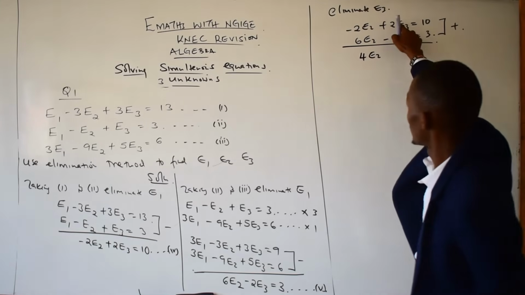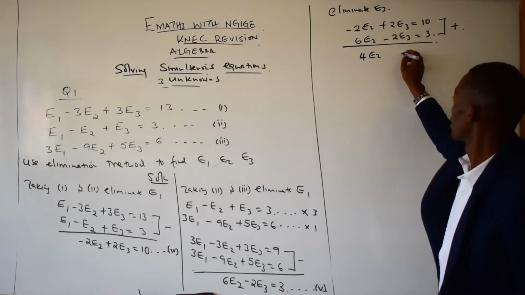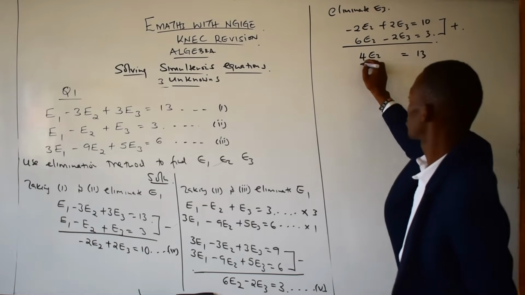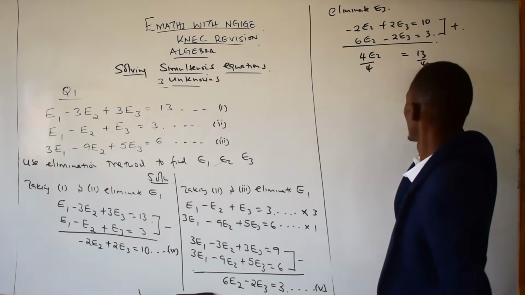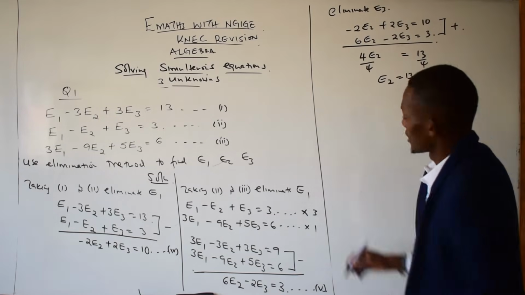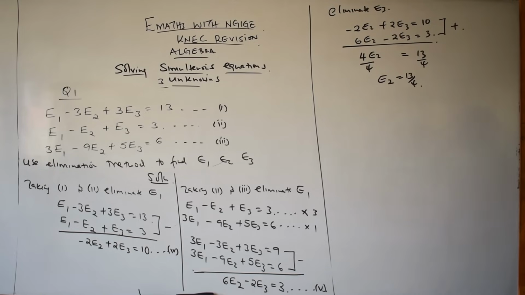4E2. Then this plus this gives you 0 equals 10 plus 3, which gives you what? 13. So your E2 is divided by 4. So your E2 will be given by 13 over 4. And now, since you've already found one of the terms, you can replace your values going upwards.